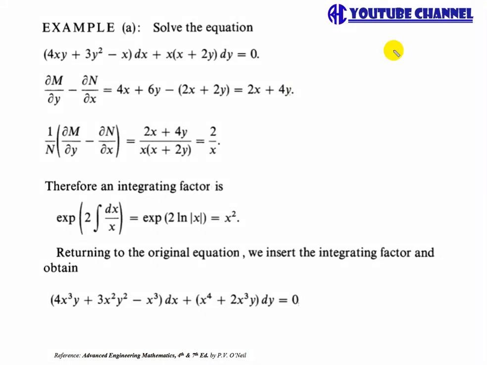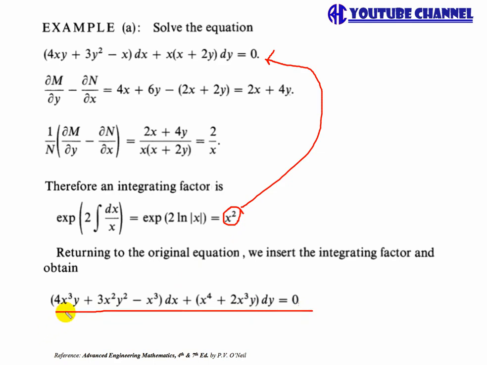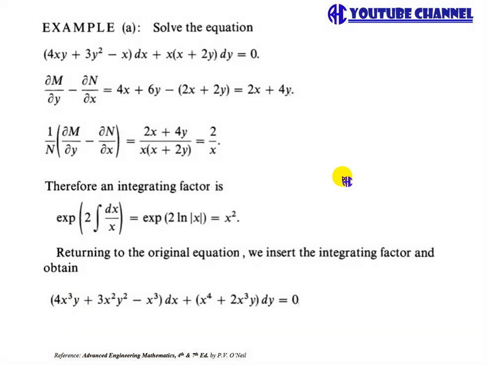Okay, let's continue. So, kapag i-multiply natin yung x squared dito sa original equation, ito yung magiging result. So, magiging the quantity 4x cubed y plus 3x squared y squared minus x cubed, times dx, plus the quantity x to the fourth plus 2x cubed y, times dy, is equals to 0. Ngayon, ang gagawin natin is dapat i-simplify natin yan.